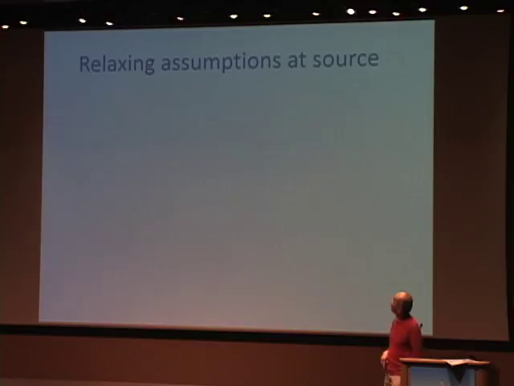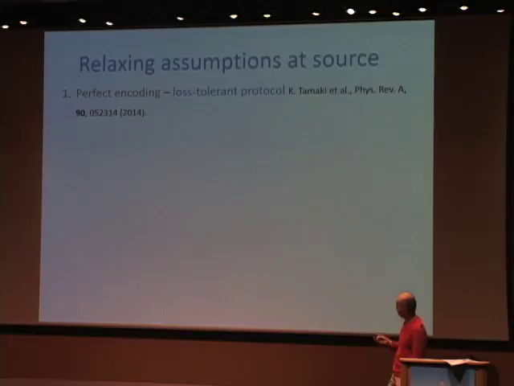Okay, let me just give you an example, right? So let's go back to the relaxing assumptions and see that slide. We had perfect encoding. Now we see that the loss-tolerant protocol works, so we don't have to think about loss, so we can just do it with encoding flaws.